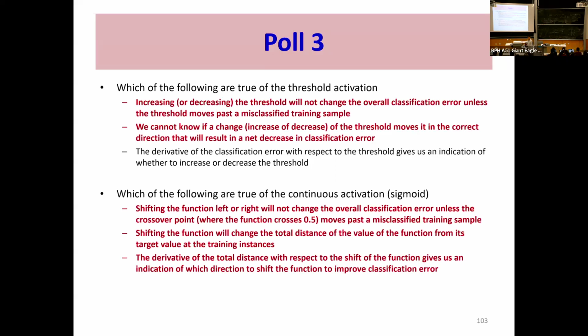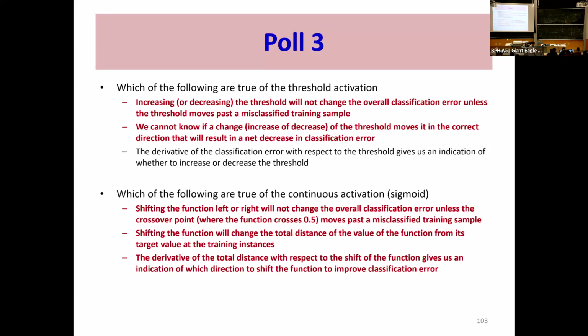So for the second one, the crossover point was 0.5. Until the 0.5 point actually crosses a misclassified point, the actual count of errors will not change. But what will change is your proxy, which is the total distance. So that actually remains true, right? And so here's what we have. Increasing or decreasing a threshold will not change the overall classification error unless the threshold moves past a misclassified point. And you cannot know if a change moves it in the correct direction that will eventually result in overall decrease in the error. And so there's no derivative. The derivative is either 0 or infinity. The derivatives don't give you any information.